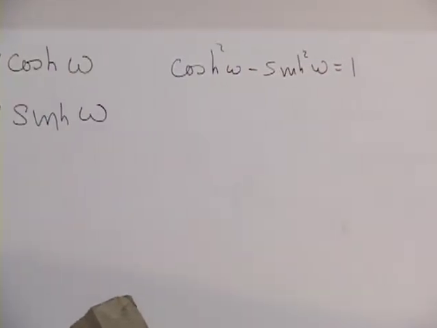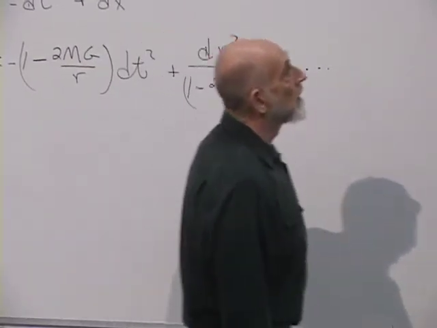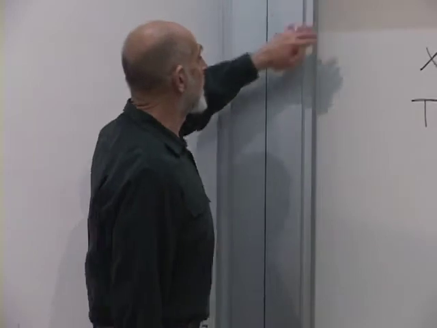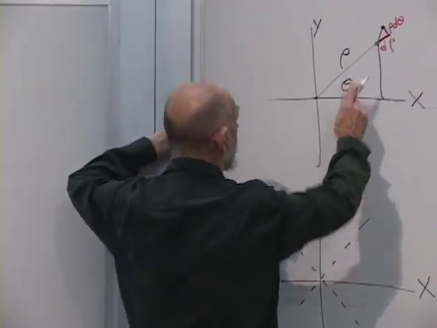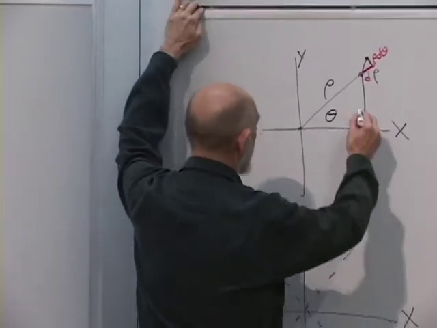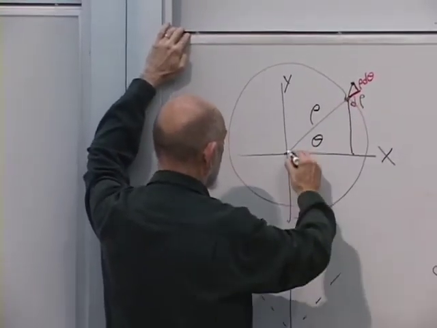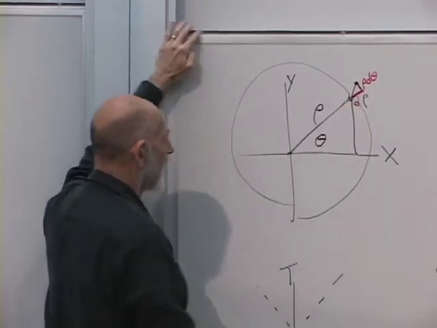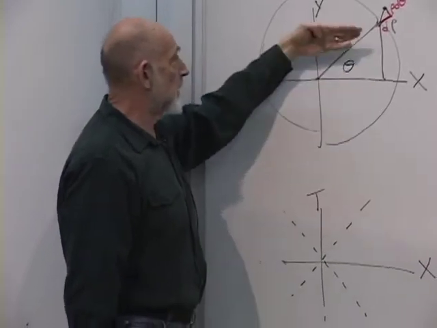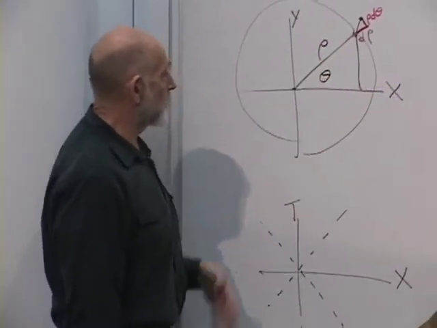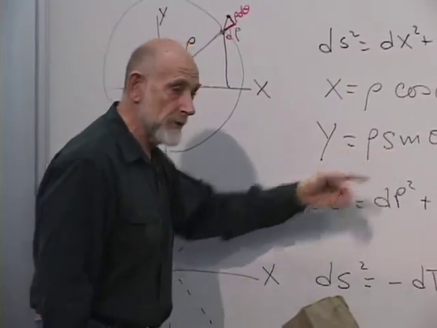And let me tell you what cosh and sinh mean. From the diagram up above, we can think of this by first drawing a unit circle, draw the angle theta, and then x is given in terms of cosine. For a unit circle, it's just x is equal to cosine, y is equal to sine.